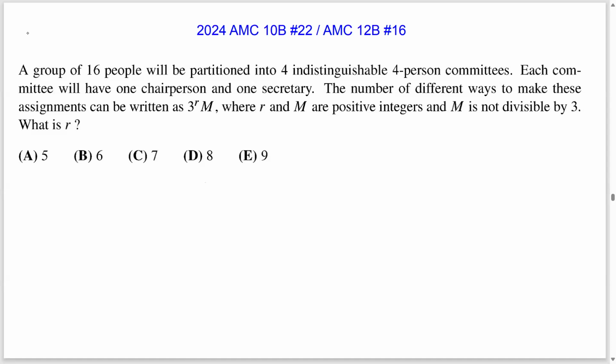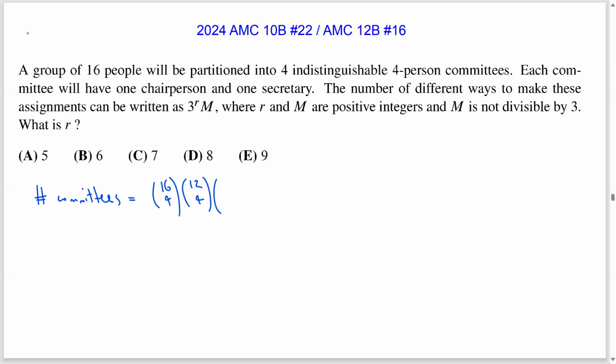and this turns out to be a pretty standard overcounting problem. So to find the number of committees, we can first choose the first committee of 4 people in 16 choose 4 ways. Once we've chosen the first committee, then there are 12 people remaining, and we need to choose 4 from those. This gives 12 choose 4 ways.